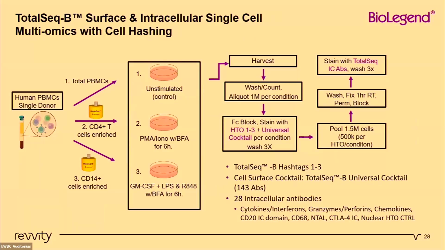Just an example of some data that we gathered using this protocol, where we have surface and intracellular staining. We had a single donor of human PBMCs. In our first sample, we had total PBMCs, no manipulation, and they were unstimulated. Then we had our CD4 enriched population, which was stimulated with PMA, ionomycin, and Brefeldin A for 6 hours, because anyone who does intracellular flow staining knows you have to do that step to get the cells to produce more cytokine and trap it in the cells so that you can actually see it, so it doesn't escape.